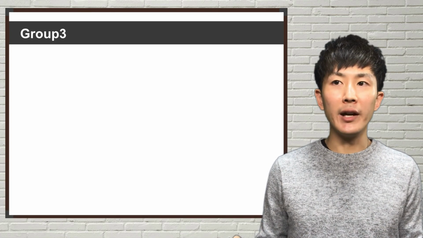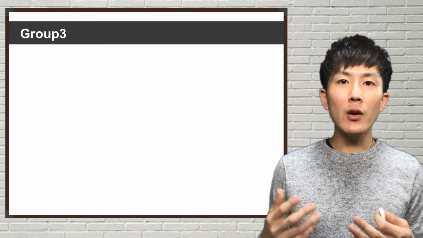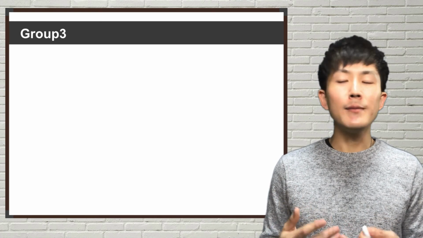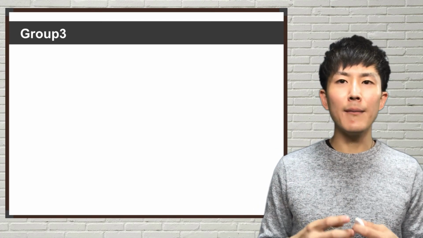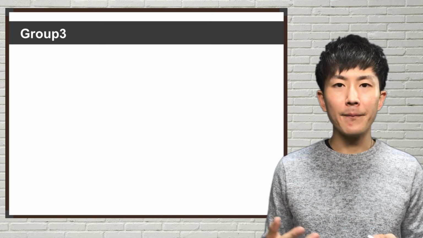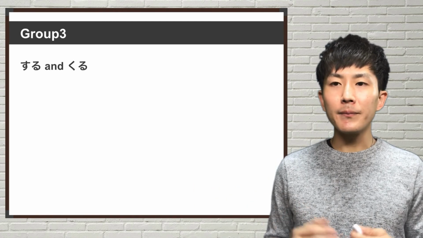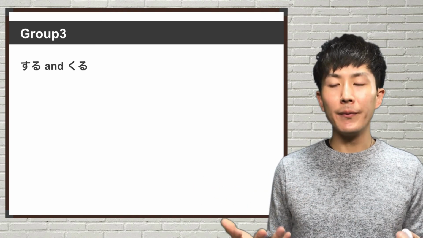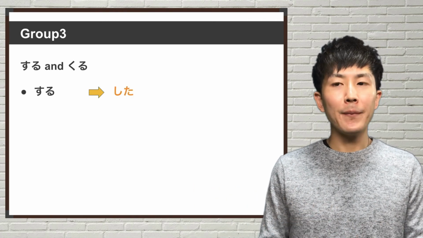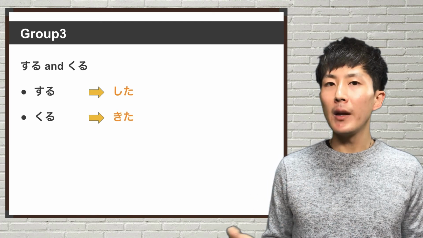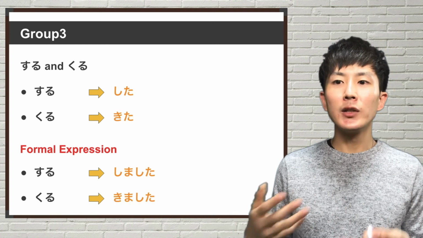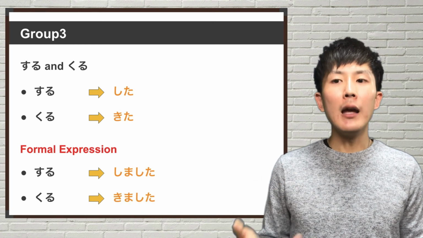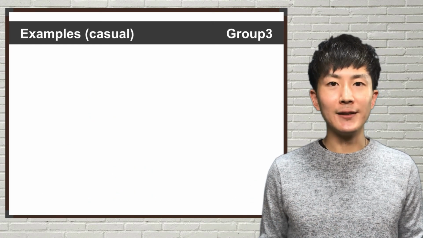Next, Group 3. Group 3 has irregular conjugation system, so please memorize the conjugations. It mainly has only 2 verbs, so maybe it's not difficult to memorize them. The verbs are here, する and 来る. する becomes した, 来る becomes 来た. In formal expression, する becomes しました, 来る becomes 来ました. Okay, I'm going to show you example sentences.